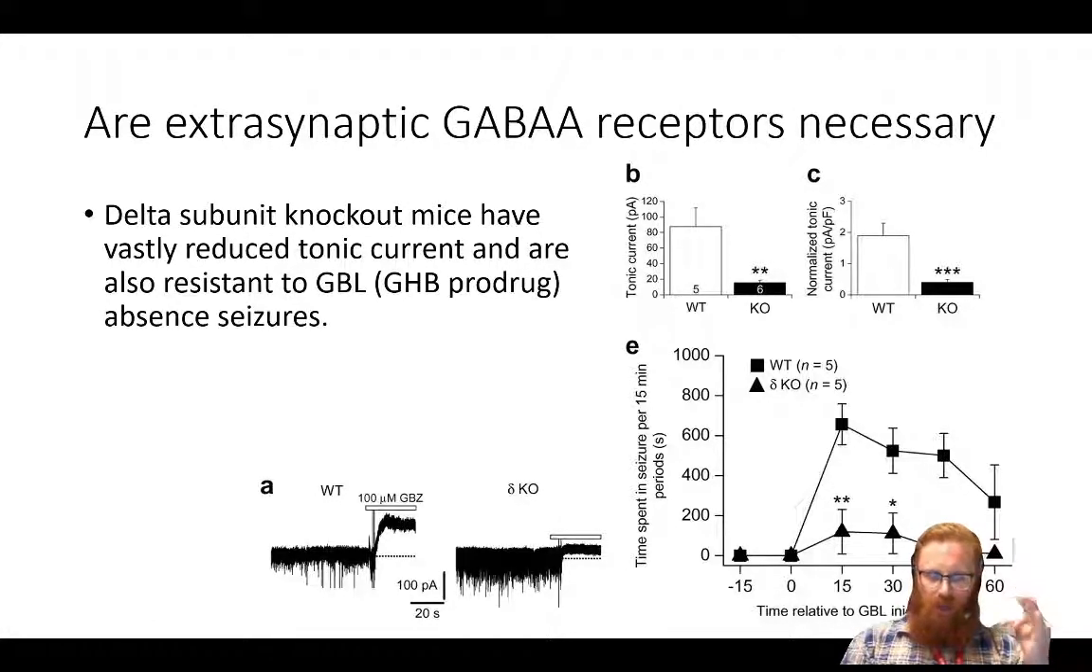They were able to get even more specific, or no, it's probably the same amount of specific, but they make this point again by showing that when you treated a mouse with GBL, which is basically GHB in a different form, you see here we have time spent in seizures per 15 minutes, and after the GBL injection in the wild type mice, they started spending a large portion of the time having spike and wave discharges, but in the delta knockout mice that had no delta receptor, GHB had very limited effect.